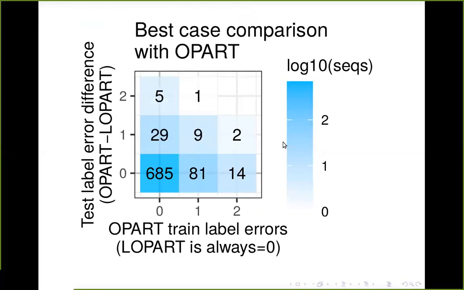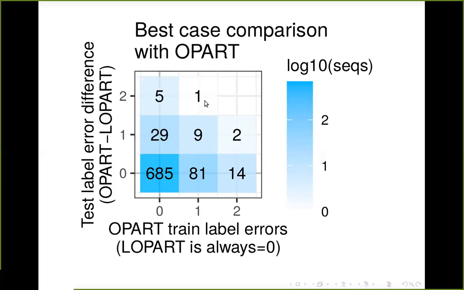In this figure, we're comparing the number of training and test label errors between OPART and LOPART. On the x-axis, I'm showing you the number of train label errors, and on the y-axis, I'm showing you the number of test label error differences. What this means is that I did some cross-validation experiments in a bunch of different labeled data sets. For example, here it says that in 685 of the different data sequences and splits, there were no differences between the 2 algorithms.